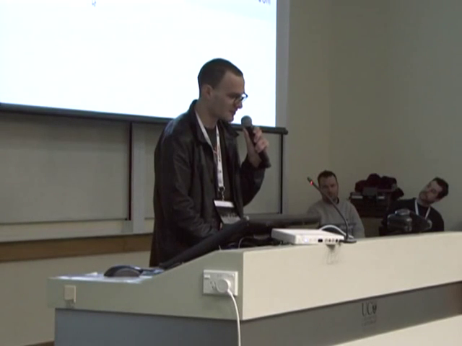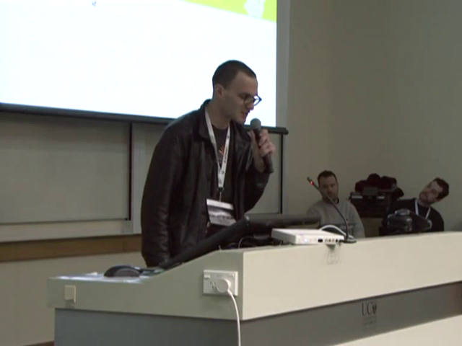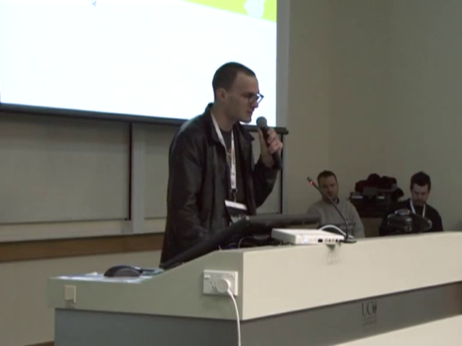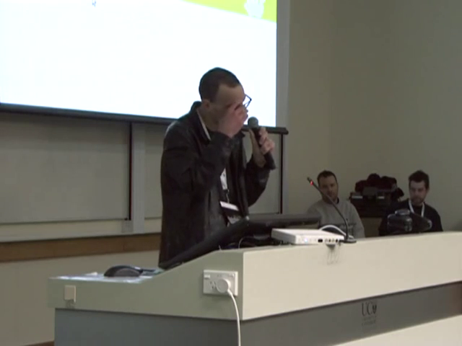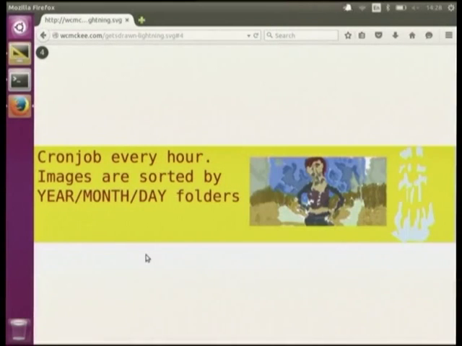Okay, so the script runs as a cron job every hour. It downloads the images into a folder that's sorted by year, month, and day. So I have a nice archive of every image uploaded to Reddit Getstrawn from the last year.